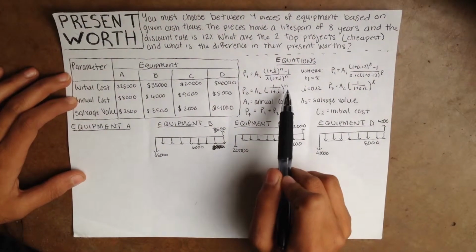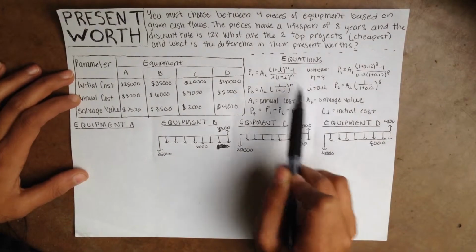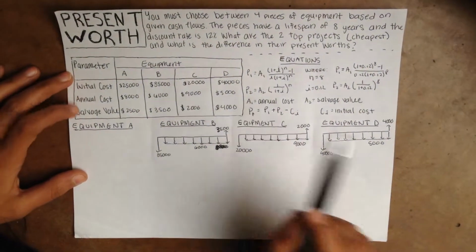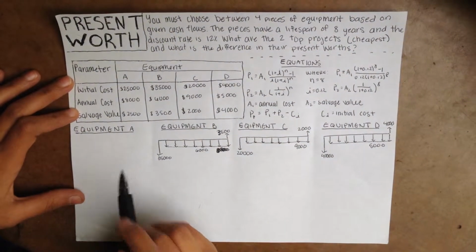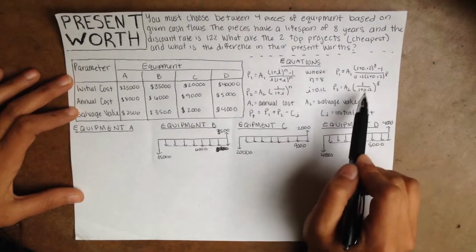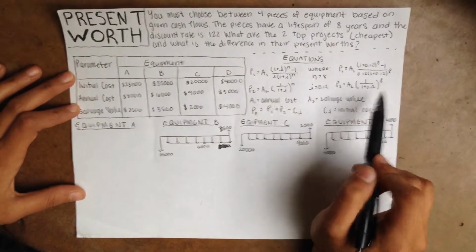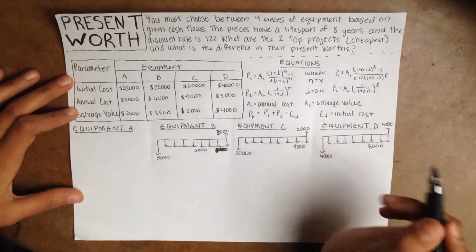So N is still going to be 8, and I is going to be 0.12 for both of these problems. But A2 is going to be the salvage value because that's a one-time thing. So here are the equations with N and I plugged in. All we're going to have to do is plug in A1 and A2.